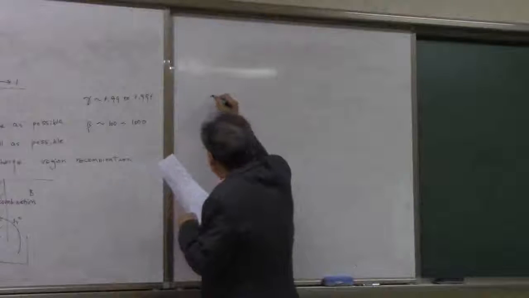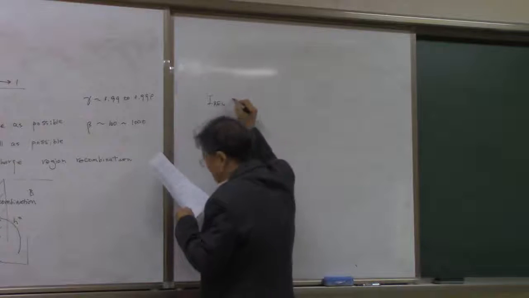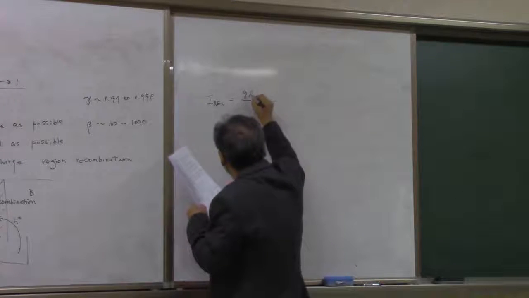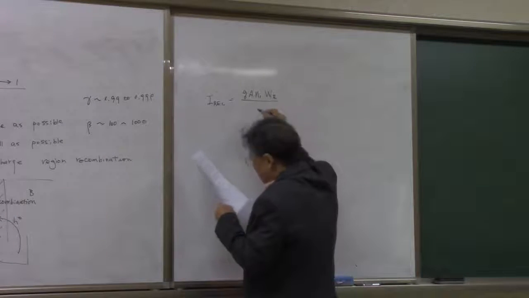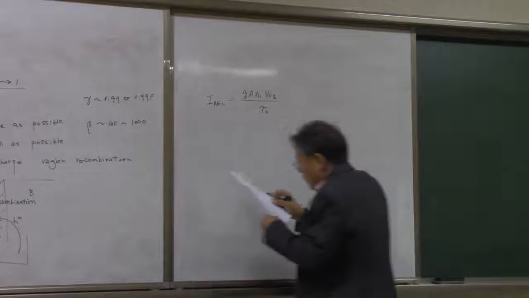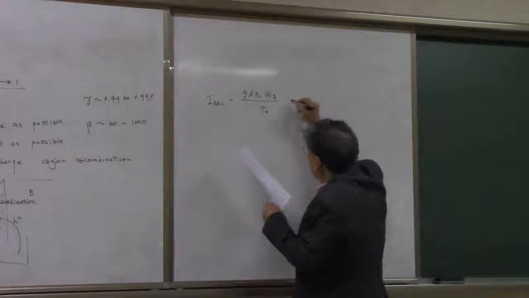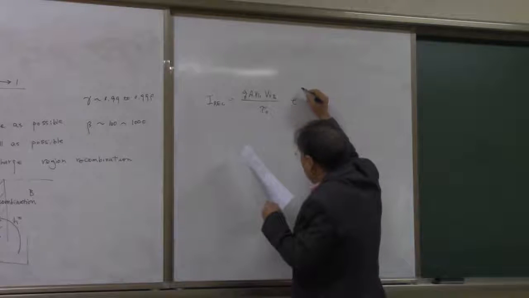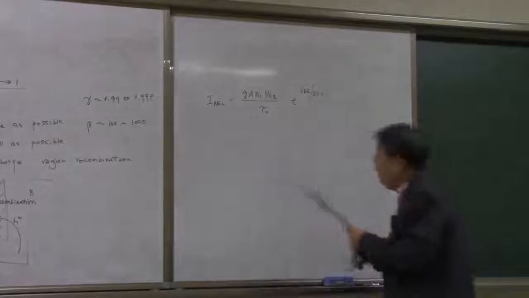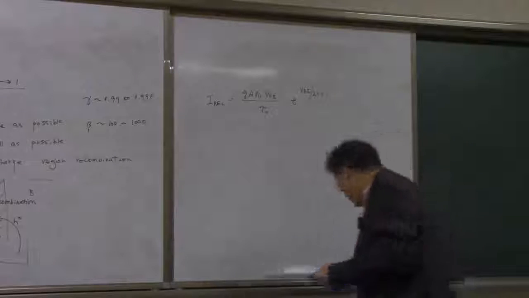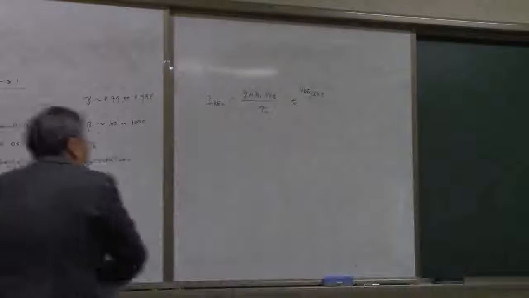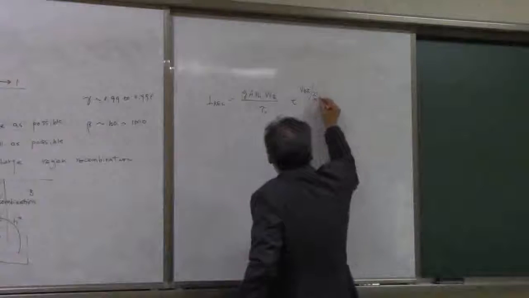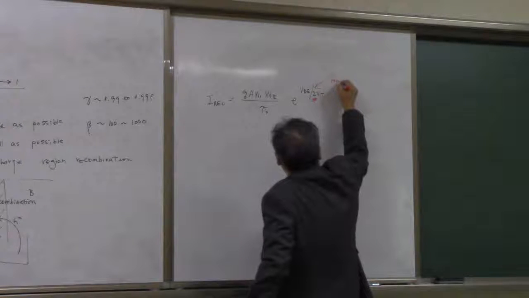We know the recombination current is going to be A Ni WE over tau 0, where WE is the depletion width, and then e to the VBE over 2VT. Now the important thing here is this 2. The factor 2 here. That is important.